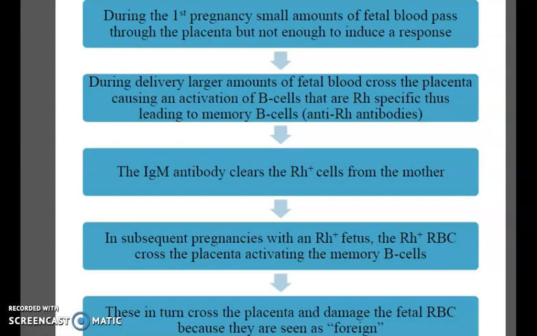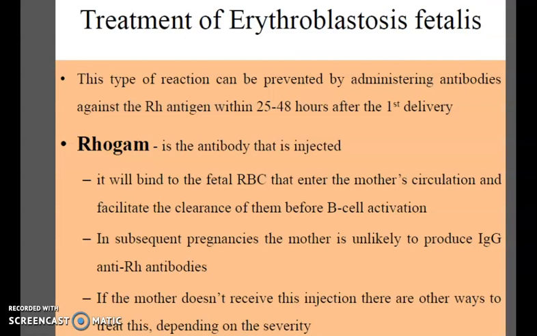In subsequent pregnancies with an Rh positive fetus, the Rh positive RBCs cross the placenta, activating the memory B cells. This in turn produces antibodies that cross the placenta and damage the fetal RBCs because they are seen as foreign. So let's see what can be done for the treatment of erythroblastosis fetalis.